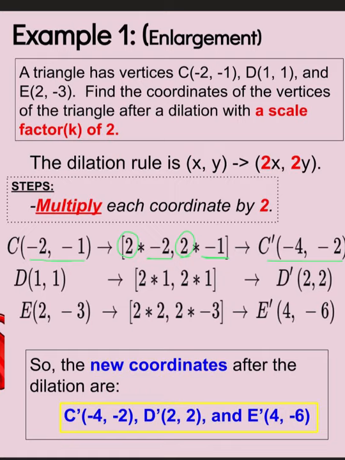And you keep doing the same thing. So for point D of (1, 1), multiply the scale factor times the x coordinate, the scale factor times the y coordinate, and you get your new D prime coordinates. And last one, we have E, (2, -3). Multiply the scale factor to the x coordinate, multiply the scale factor with the y coordinate, and you get your new E prime coordinates. So the new coordinates are listed here below, and that would be the first example.